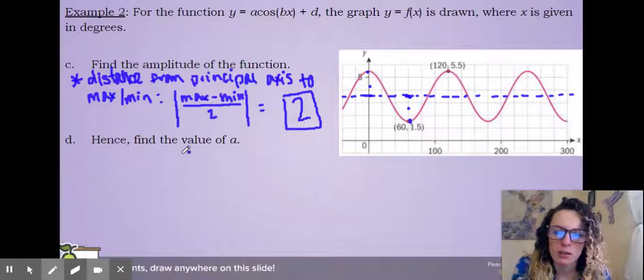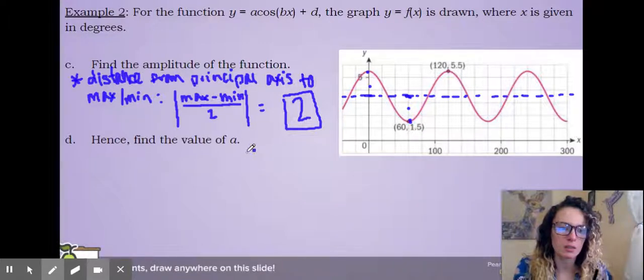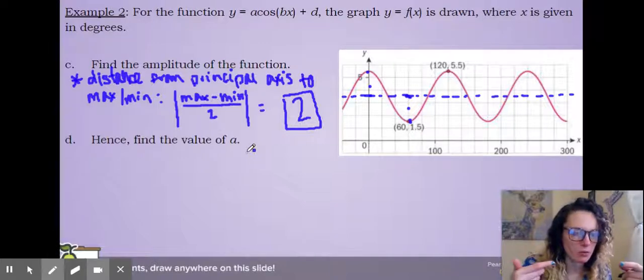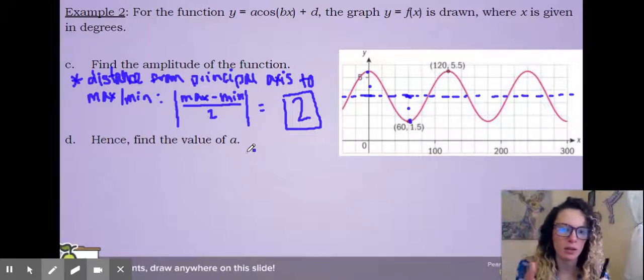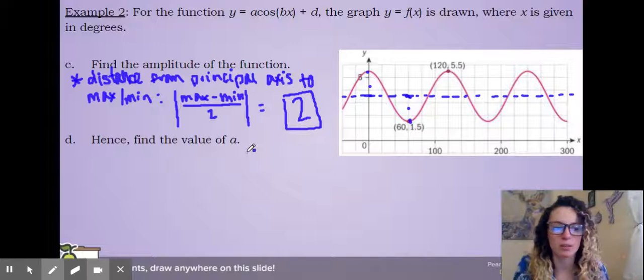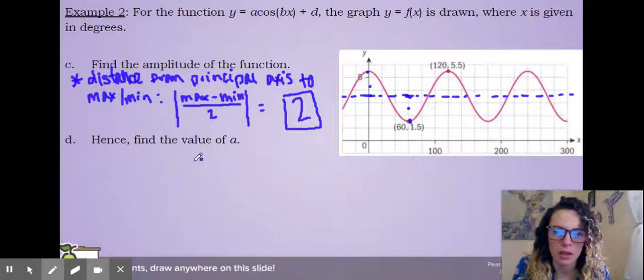Part D, hence find the value of A. So again, just like our principal axis in D, when I find my amplitude, that is my value of A. We had said before that the absolute value of A is the amplitude. So I can just say that A equals 2. I don't know for sure yet if it'll be positive or negative, but I can always come back and add in a negative if I need to.